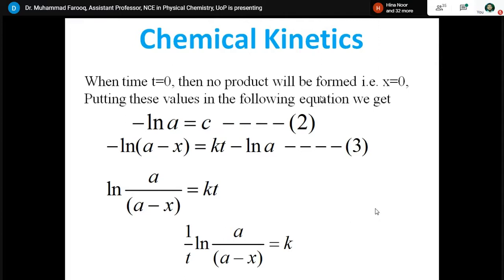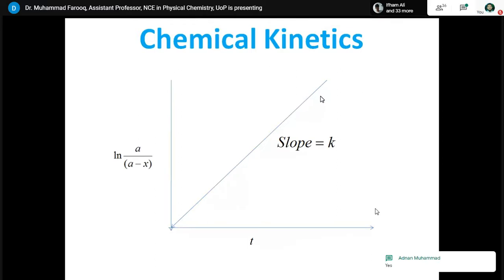Okay. Now you can see k is a constant, t is a variable, and log of a divided by a minus x is a variable. If we plot log of a divided by a minus x versus t, you will get slope k. Is this clear or not? Yes sir, clear sir. Okay.